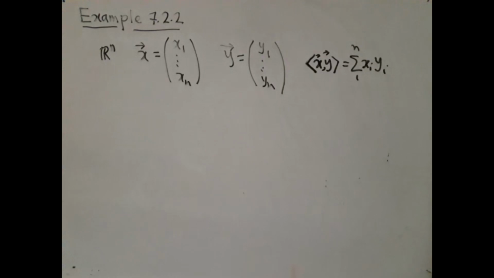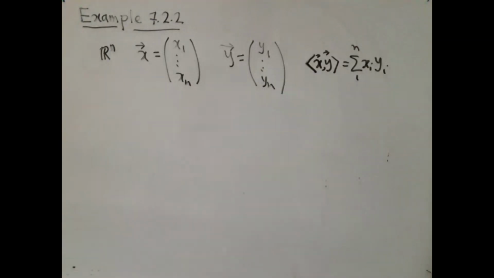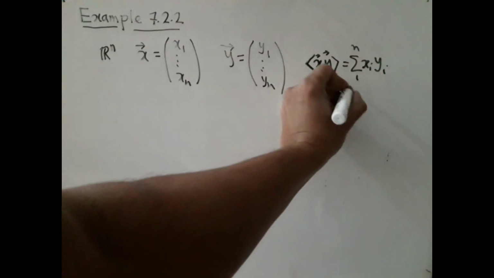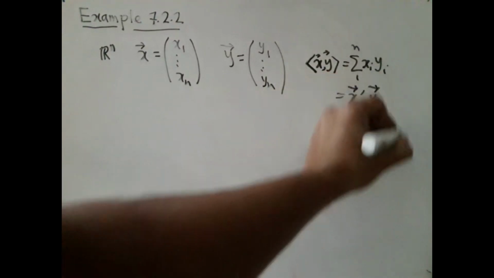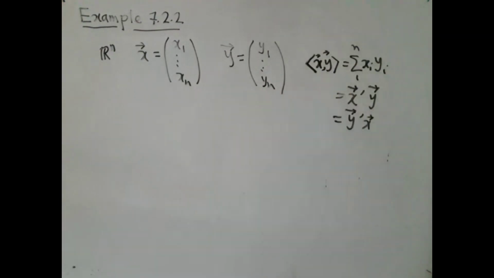Here is the most popular example, example 7.2.2. The vector space is R^n over R. If we take any two vectors, x1 to xn and y1 to yn, then their inner product is defined as summation xi yi. Now, if I consider the vectors as column vectors as here, in that case I can write it as x transpose y or equivalently as y transpose x.